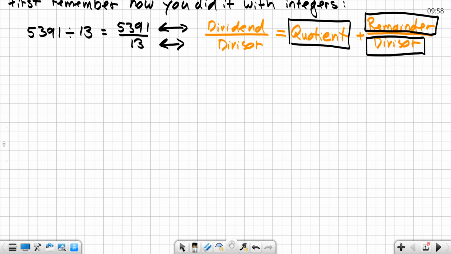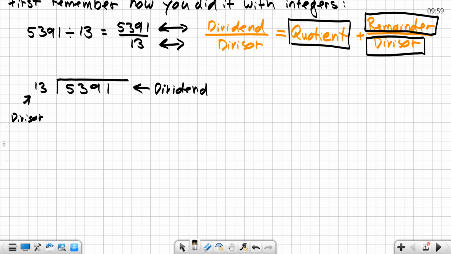So how to do this is by performing the following. I set this up as a long division problem: 13 divided into 5,391. This right here is called the divisor. This down here is the dividend, the thing that you are dividing. And this up here will be the quotient. Let's have a look at what else happens.